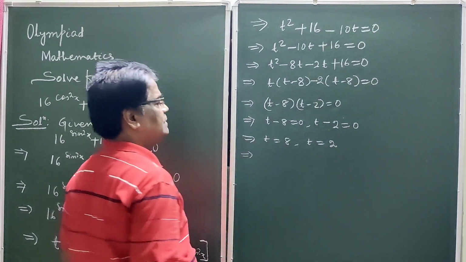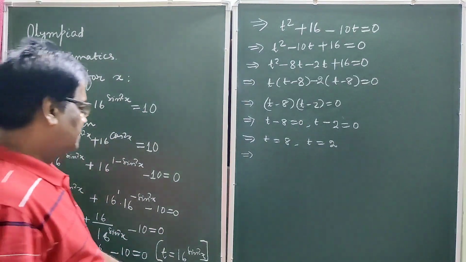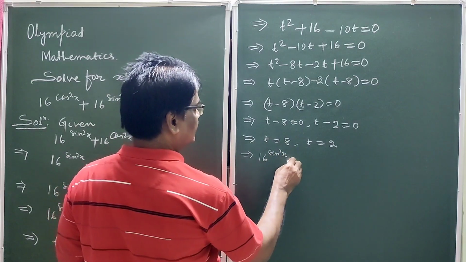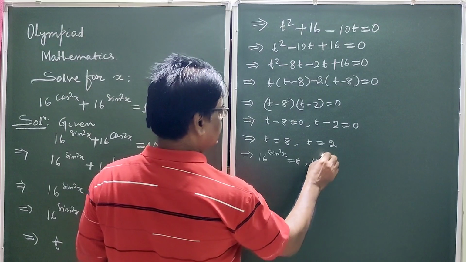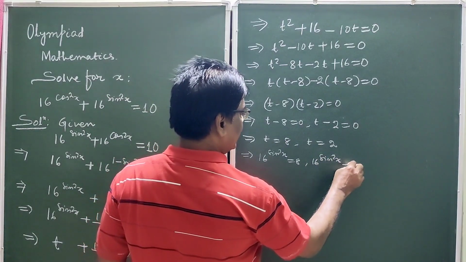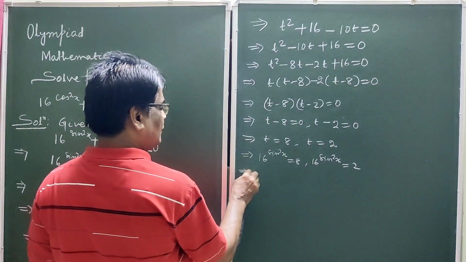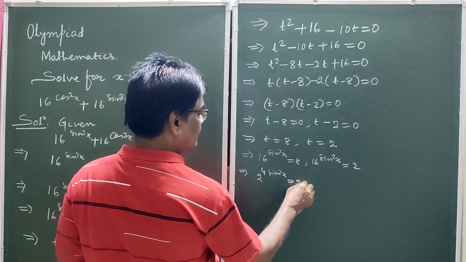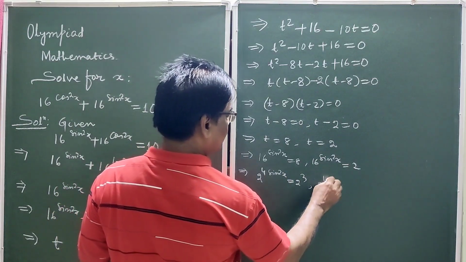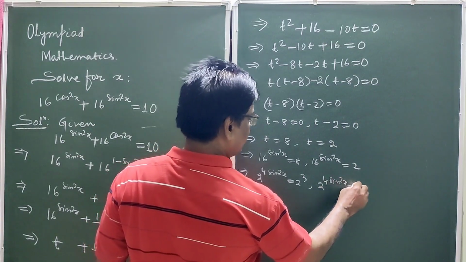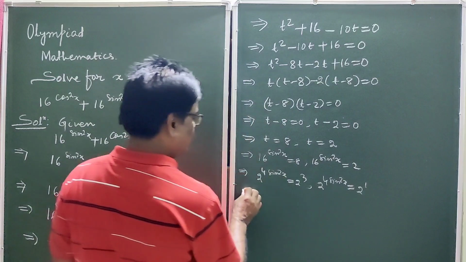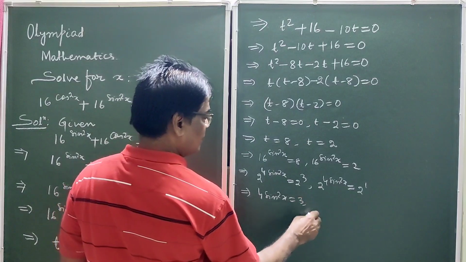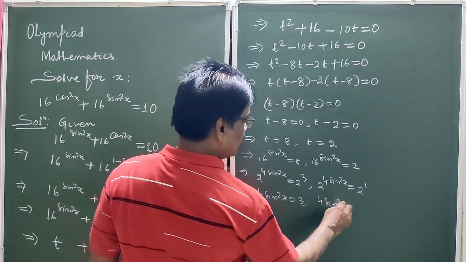So this implies t is 16 to the power sin square x. 16 to the power sin square x is equal to 8. Here 16 to the power sin square x is equal to 2. So this can be 2 to the power 4 sin square x is equal to 2 cube. Here 2 to the power 4 sin square x is equal to 2 to the power 1. This implies 4 sin square x is equal to 3. Here 4 sin square x is equal to 1.